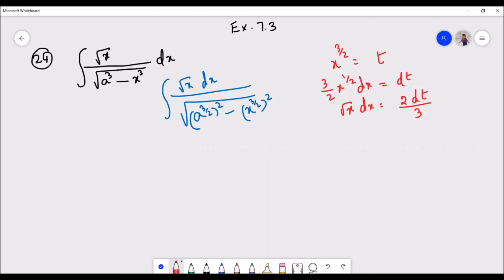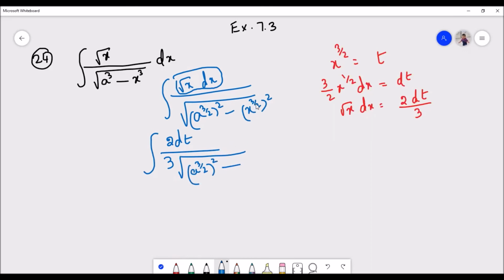Now let us see how the integral will change. It will change as the integration of root x dx replaced by 2 dt divided by 3. That is, root x dx I am changing as 2 dt by 3. The root over a to the power of 3 by 2 whole square stays as it is, a power 3 by 2 whole square, minus x power 3 by 2, which is nothing but t, so this is t square. Now you can see this is in the formula form. 2 by 3 can be taken common outside.